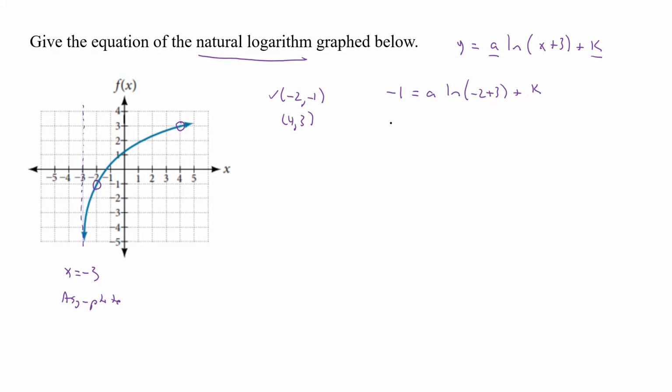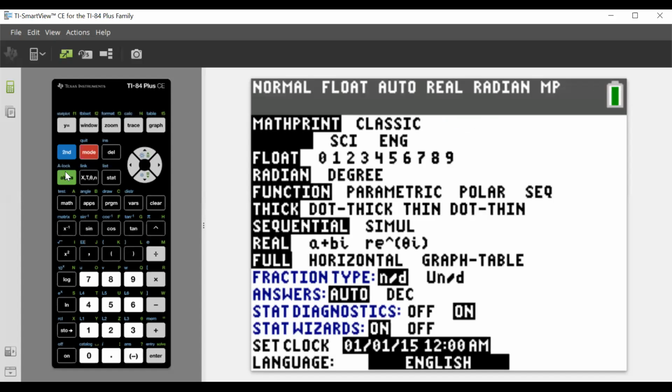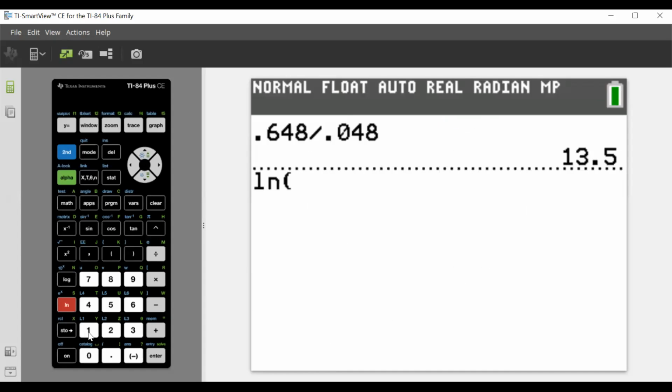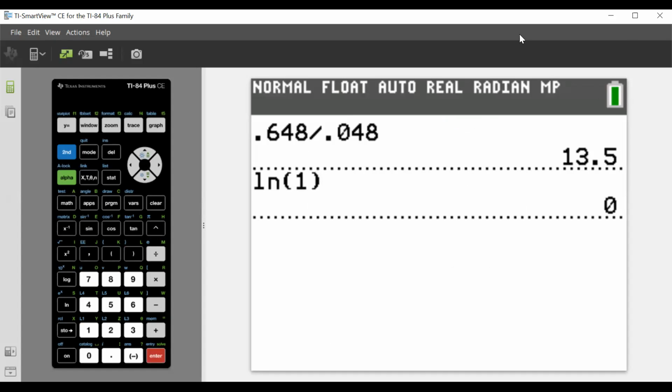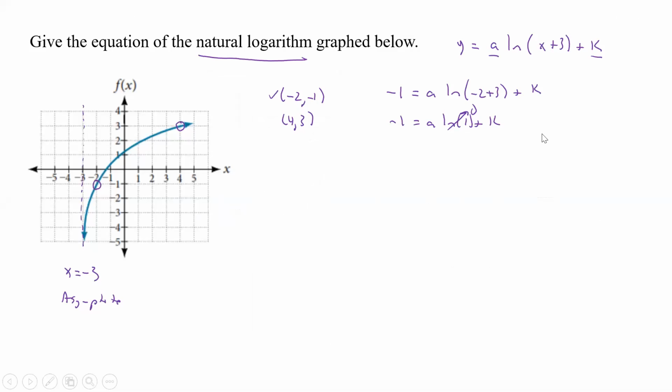All right, well, this gives me -1 equals a ln of 1 plus k. Well, what's ln of 1? Well, the ln of 1 is 0. And again, if you ever have issues on what things are, you can always come over here and say, what is the ln of 1? And it gives us 0. So what do we have now? Well, now we have -1 is equal to k, and so we have our k value.